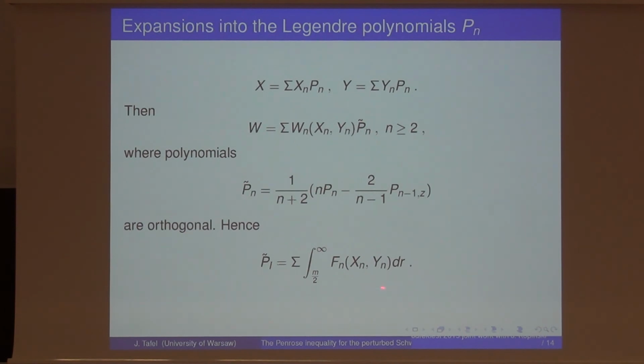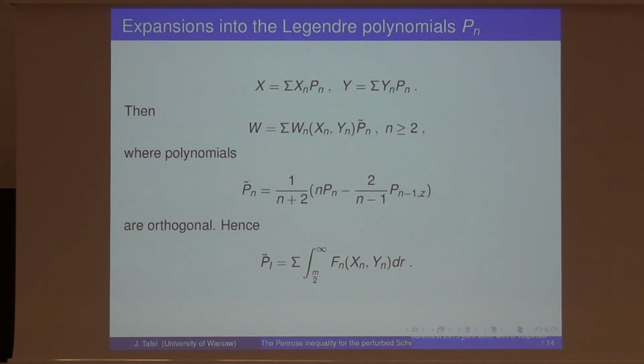Okay, because they are orthogonal, we substitute these expressions in these volume integrals, and we get a sum of expressions. Each one depends only on x and y with the same index. Yeah? So this is a separation of variables.